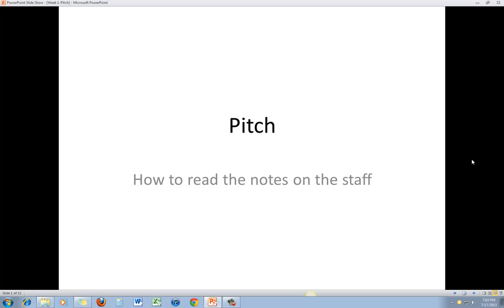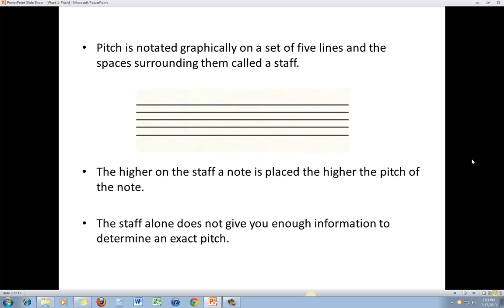We're going to discuss how pitch is notated in music. Pitch is notated graphically on a set of 5 lines and the spaces that surround the lines, that is called the staff. And when a note is placed on the staff, the higher it is, or the closer to the top, the higher the pitch will be. The lower a note is placed on the staff, the lower the pitch will be.